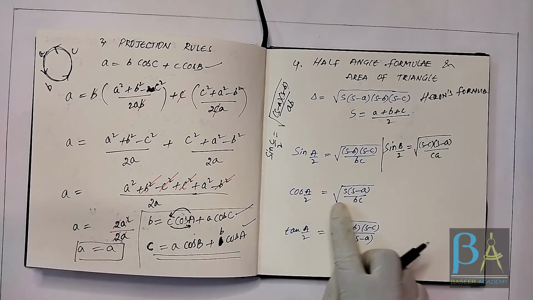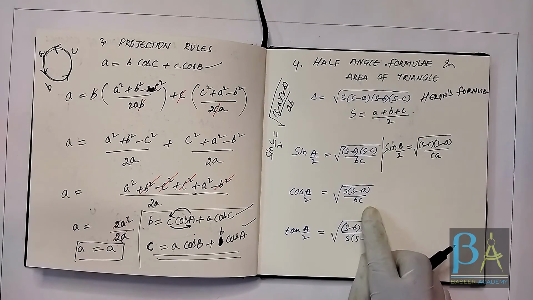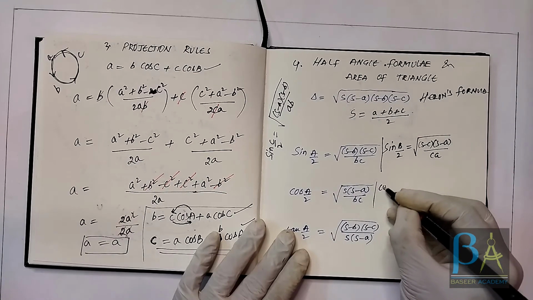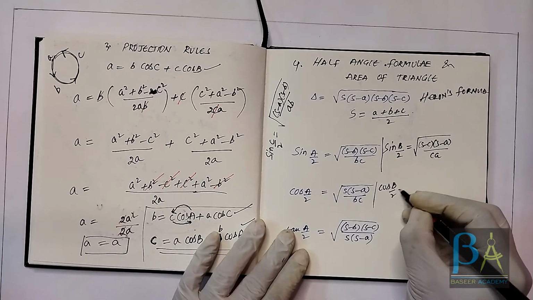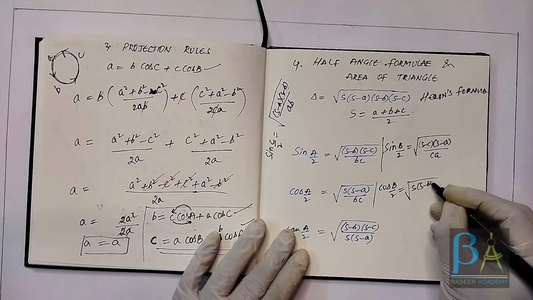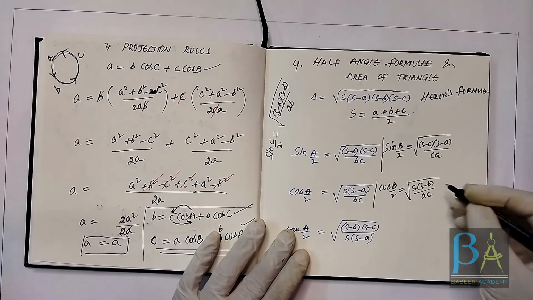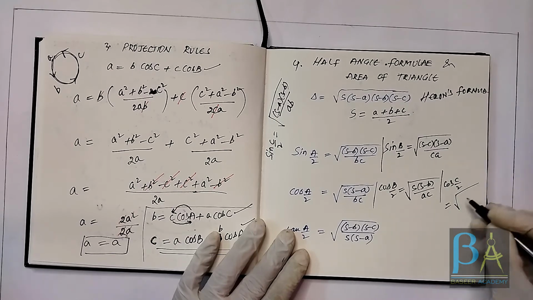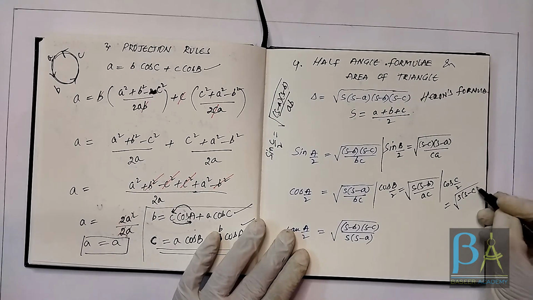So since I have A here, I wrote A and then the other two sides in the denominator. So I'm going to use the same strategy here, the same pattern here. Cos B by 2 is going to be under root of s into s minus b by ac. In the same manner, cos C by 2 is going to be under root of s into s minus c by ab.